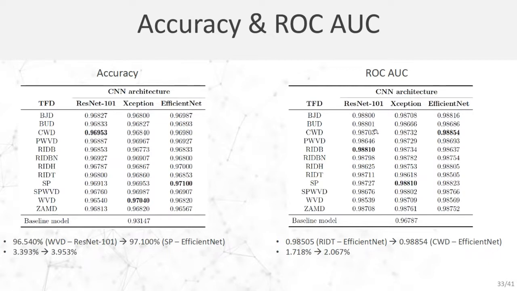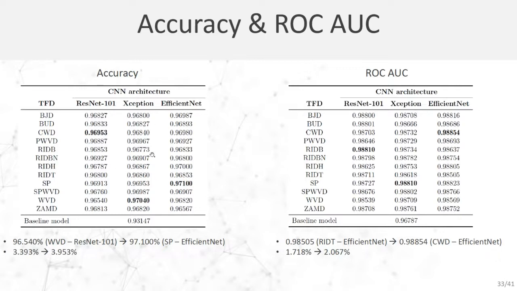3.95%. The second metric was the area under the receiver operating characteristic curve, which was also very high in the range between 0.985 to 0.989, obtained for the distribution with a triangular window and EfficientNet, and the Choi-Williams distribution and EfficientNet architecture, respectively. And these values were also 1.72 to 2.07% higher than those of the baseline model.